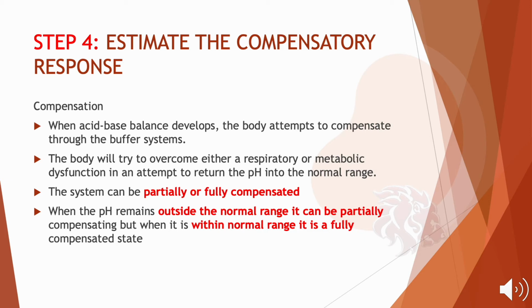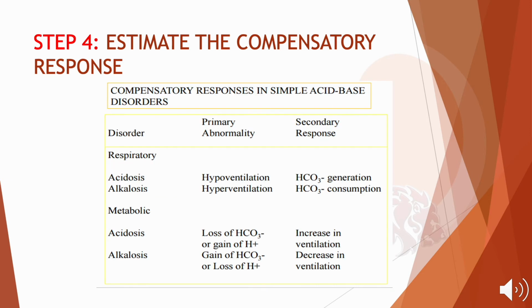When acid-base imbalance develops, the body attempts to compensate through the buffer systems. The body will try to overcome either a respiratory or metabolic dysfunction in an attempt to return the pH into the normal range. The system can be partially or fully compensated. When the pH remains outside the normal range, it is partially compensated. But when it is within the normal range, it is a fully compensated state. Here's a table of the compensatory responses in simple acid-base disorders.